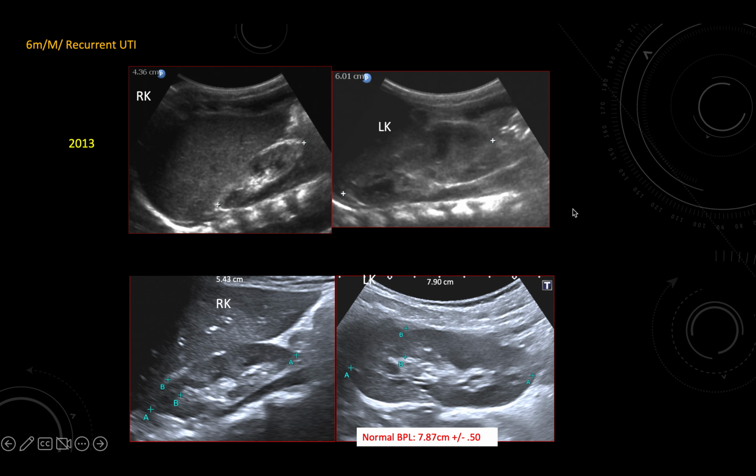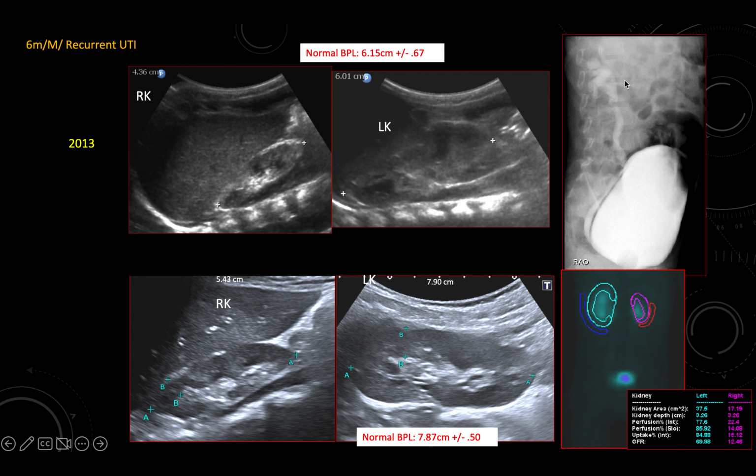Now this is a child with recurrent UTI. So you can see that the right kidney in 2013 is small compared to the left kidney, and the normal reference for the age at that time is 6.15, which is only 4.3. And then the patient had an MCUG done, and you can actually see there's a reflux, and we noted that this is a grade 3 VUR with a scarred right kidney. This is what we saw on the MAG3. And then 4 years down the line, you can see that the right kidney is still growing, but to a lesser extent, and is smaller because of the effect of the scarred kidney. Okay, and thank God the left kidney is still normal.